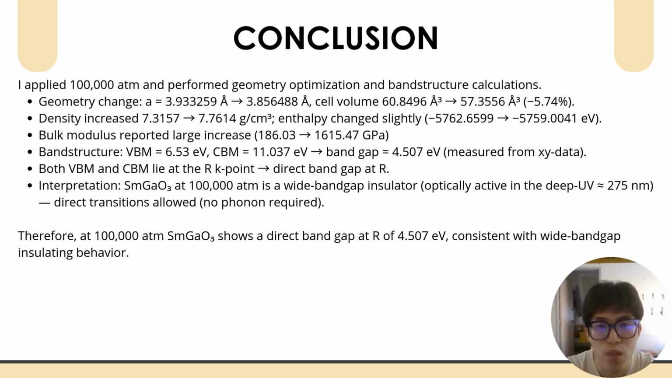The band structure: the valence band maximum is equal to 6.53 eV and the conduction band minimum equal to 11.037 eV. The band gap is equal to 4.507 eV, measured from XY data. Both the VBM and CBM lie at the R point, which means it is a direct band gap at R. Interpretations: the SmGO3 at 100,000 ATM is a wide bandgap insulator, optically active in the deep UV. Direct transitions allowed and no phonon required.